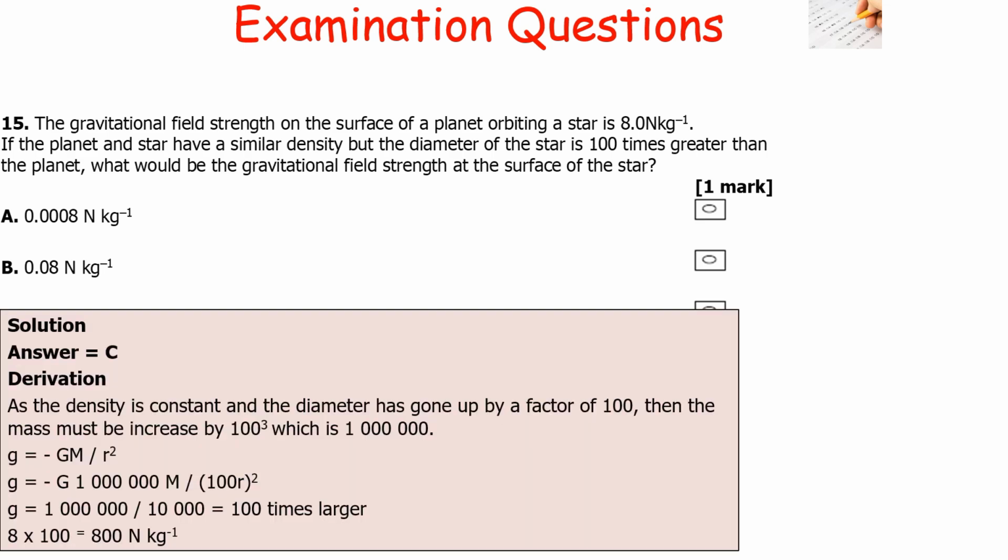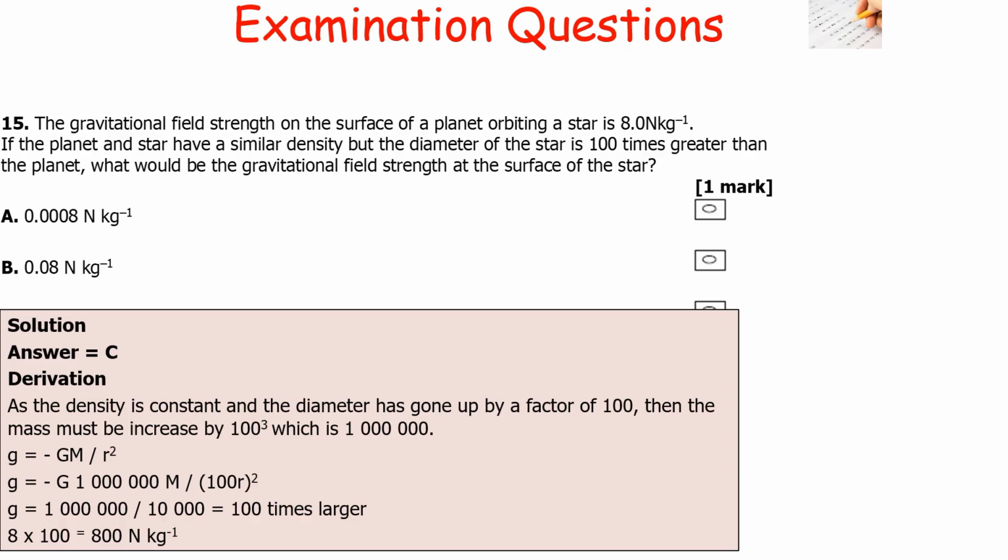Well, our answer is C, because as the density is constant and the diameter has gone up by a factor of 100, then the mass must be increased by 100 cubed, because we know that we need our volume to be going up in the same factor as our mass. So when our diameter has gone up by a factor of 100, and you link into your volume, well, it's radius, but diameter cubed, so therefore our mass must increase by 100 cubed to keep that same ratio, to keep the density constant. So therefore our mass has gone up by 1,000,000, or 1 times 10 to the 6.